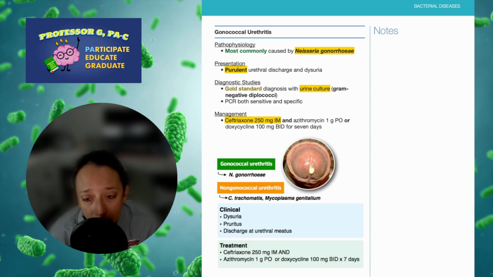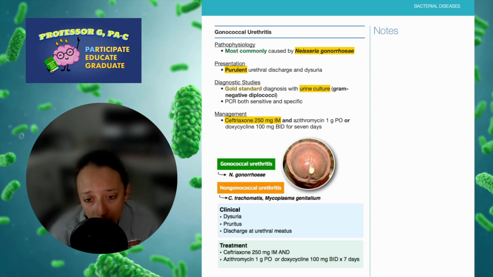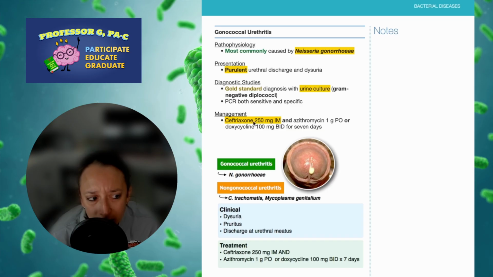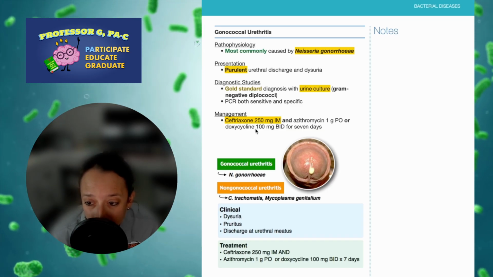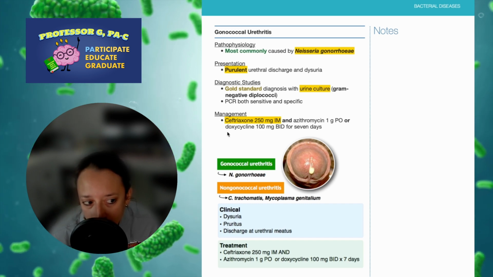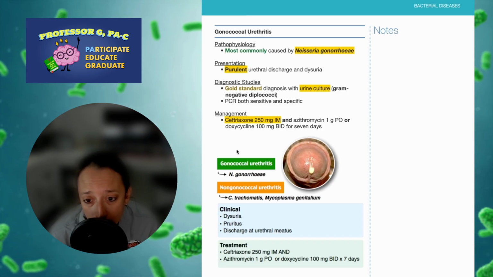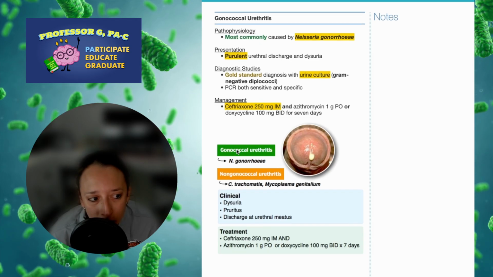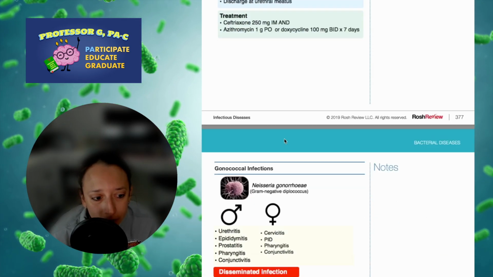Diagnosis is really confirmed by urine culture showing gram-negative diplococci or by PCR testing, which is both sensitive and specific. As far as management is concerned, we can give a single dose of ceftriaxone 250 IM, and then this is plus azithromycin, but I've seen it go for the doxycycline for better coverage for the chlamydial co-infection. We always want to treat gonorrhea and chlamydia together. If you remember to test or you come across one, you should probably think about double covering for that.